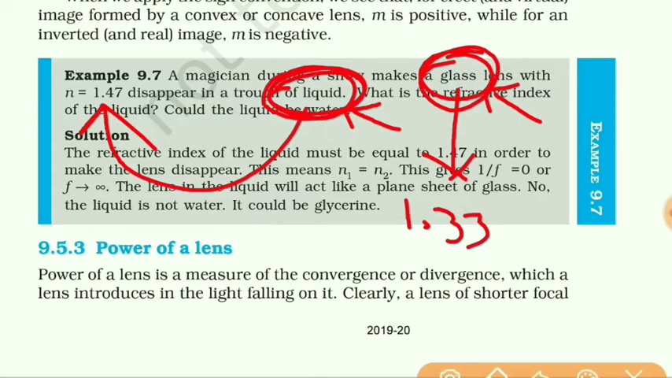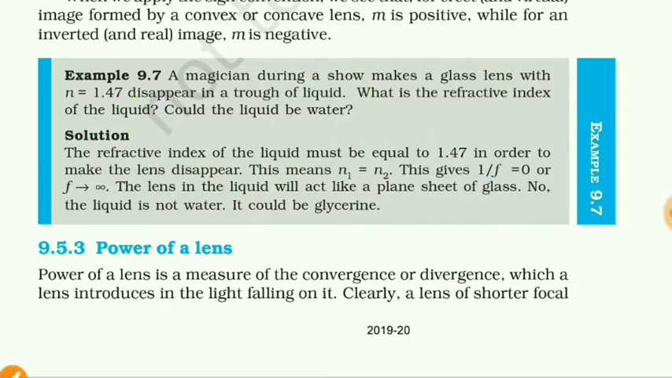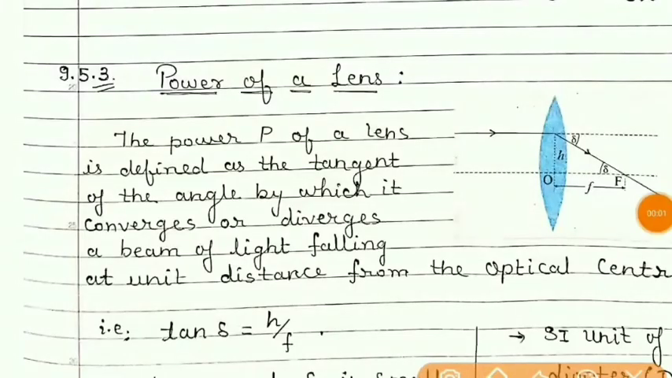But if the glass is kept in a liquid having the same refractive index, then it disappears. So here the liquid cannot be water. In the answer it is given that this liquid must be glycerin, because glycerin has a refractive index of around 1.47.